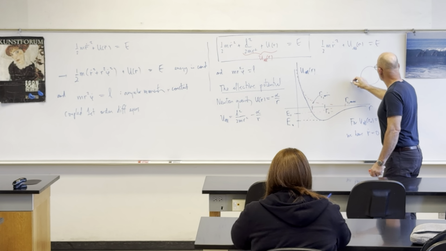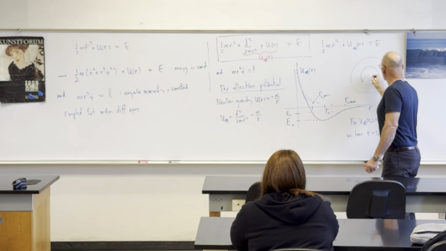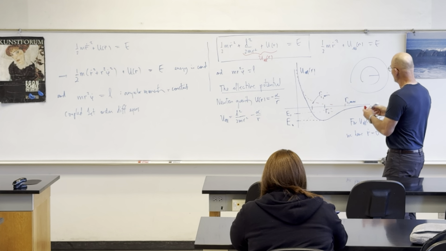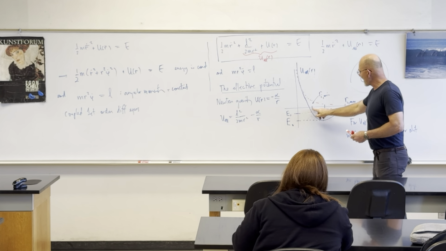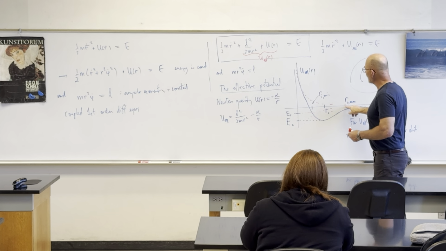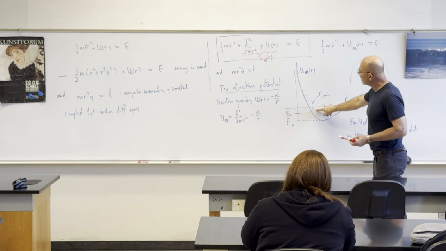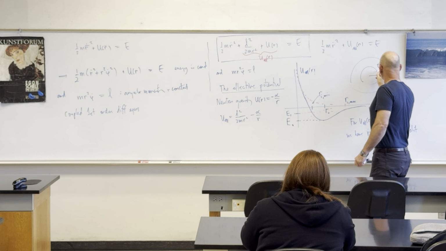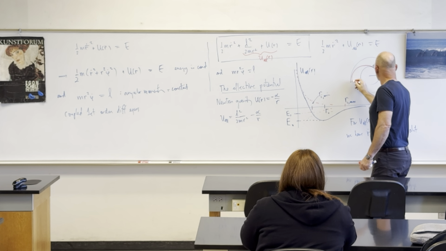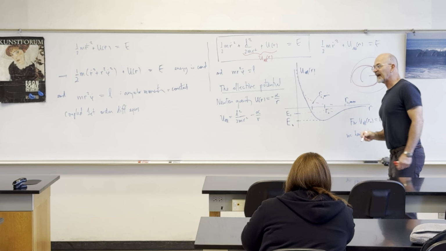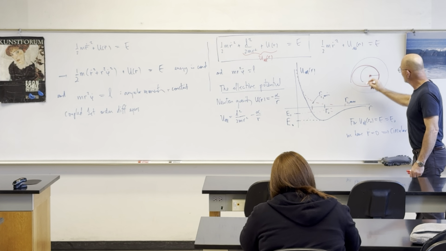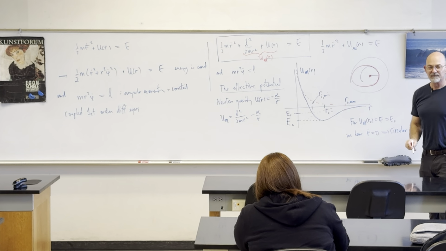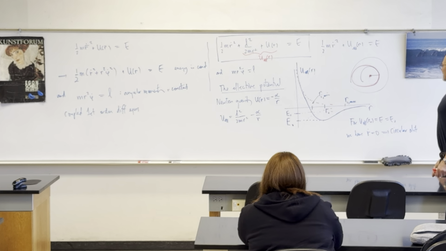Okay, so there's your minimum and maximum, and so as you go back and forth between R min and R max, those are the turning points at which R dot is 0. You're tracing out an orbit that goes something like that. Here's the center of the potential. Yeah, so that's what that means.